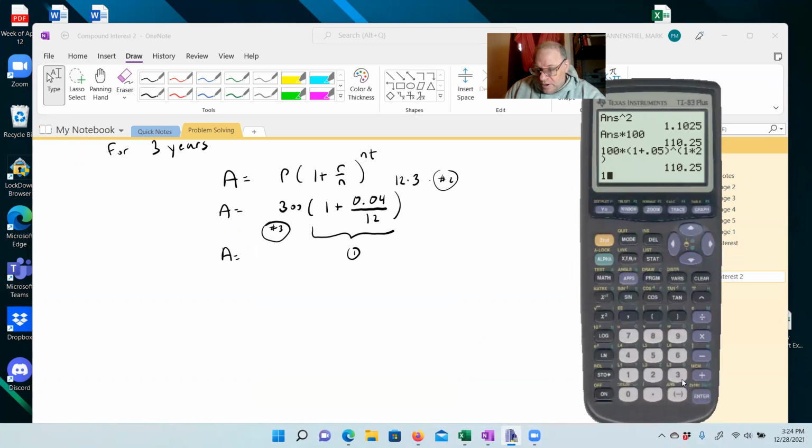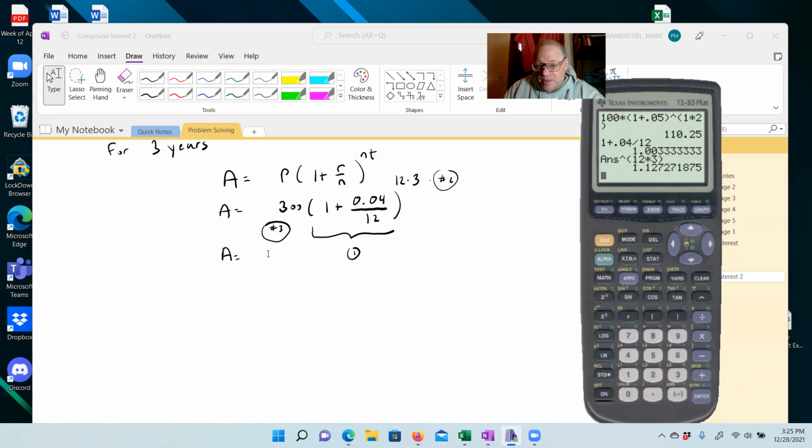So we have 1 plus 0.04 divided by 12. It'll work with PEMDAS because multiplication and division happen before addition. So we end up getting something like this. It had better be 1 point something. If you don't get 1 point something, that's the first thing you know you messed up. Divided by parentheses 12 times 3. Again, parentheses, because I don't want it to be raised to the 12th power and then 3 times that whole mess. I want to raise it to the 36th power. So that's what we have to do with the parentheses here. Equals.